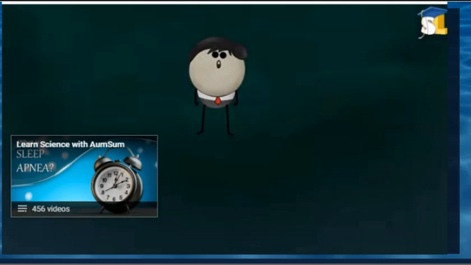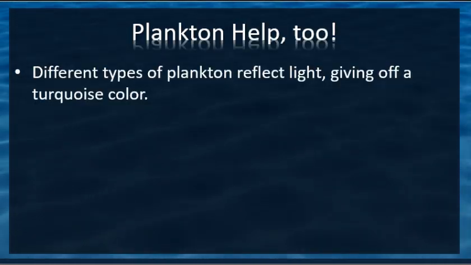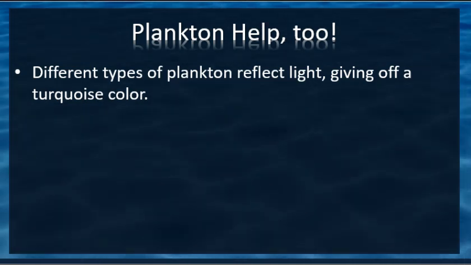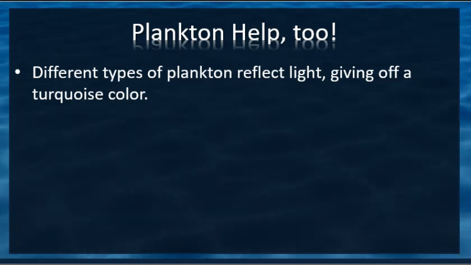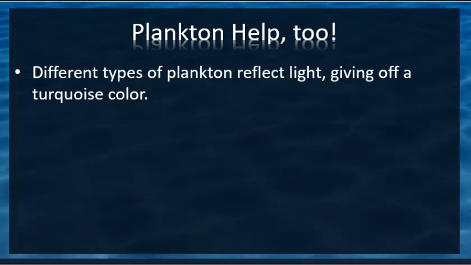All right, there you go. Very informative. Keep on going. Okay, different types of plankton will also reflect light, giving off a turquoise color. Okay, plankton. Have we talked about the word plankton yet? Have you heard of plankton? What does it mean?